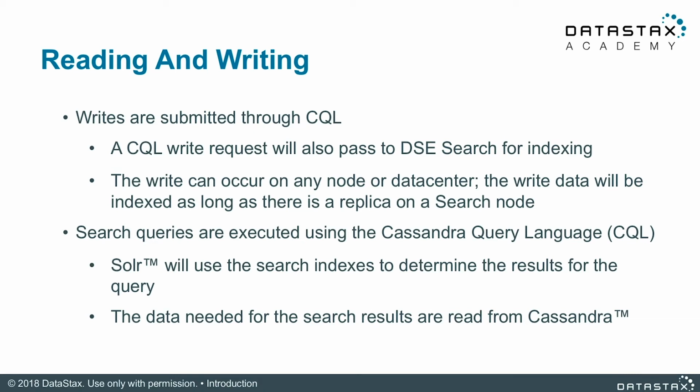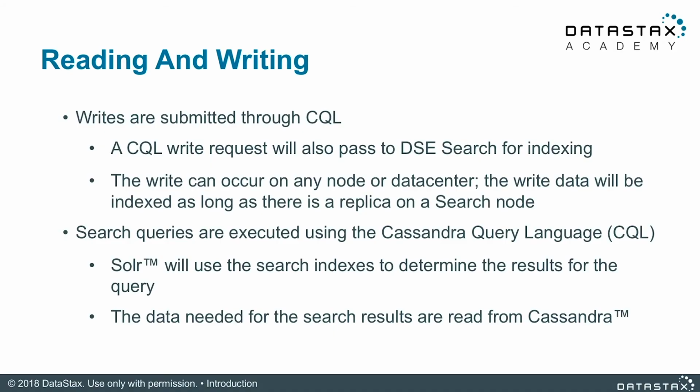Search queries can be executed using the Cassandra query language, CQL. For the more Solr-specific functionality, the traditional Solr HTTP API is also available. Solr will use these search indexes to determine the results for the query. The raw data or rows needed for the search results are then read from Cassandra and returned to the user.